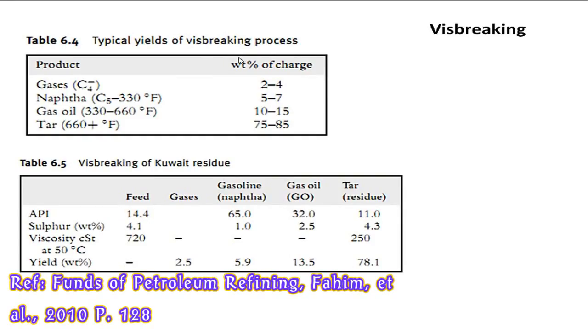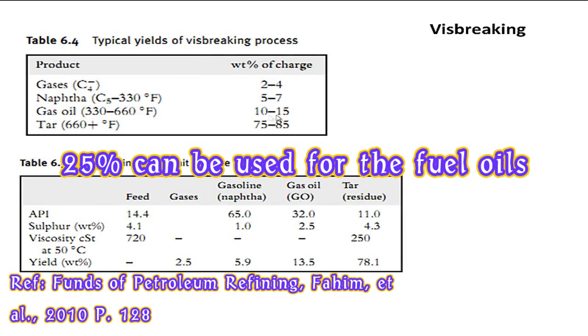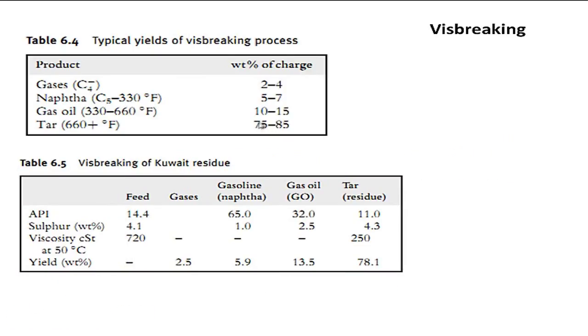Well, this is a typical view of the visbreaking process. You can see that about 25% will be used as lighter products, and more than 75% remains as tar. And of course, you will see some sulfur when you look at this table. You can see some sulfur is still retained in the tar, and of course in the other light products here. So we need to do some treatment before using.